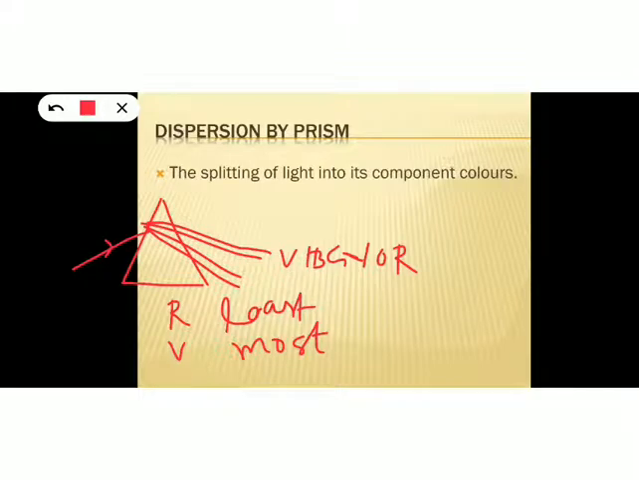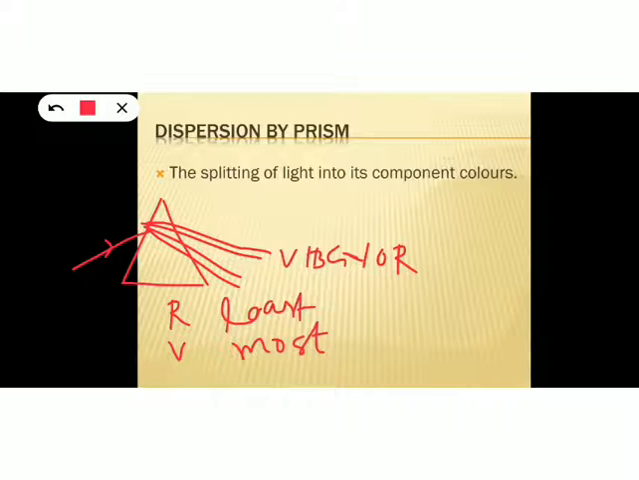Earlier people thought that splitting of light was a magical phenomenon, but later Newton performed an experiment and he took two prisms and kept the second prism in an inverted position with respect to the first prism, and he proved the dispersion of light.